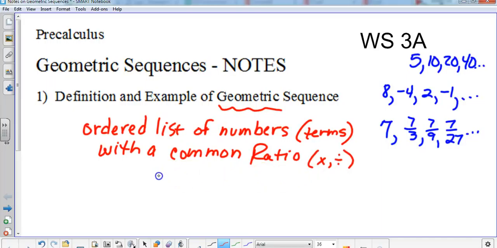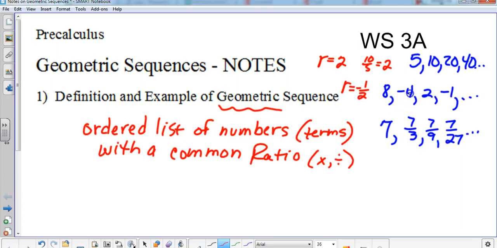To find that common ratio, for this one, you could take any term and divide by the previous one. So 10 divided by 5 is 2. Does that continue? Times 2, times 2, right? But I could also start anywhere. I could take negative 1 divided by 2.